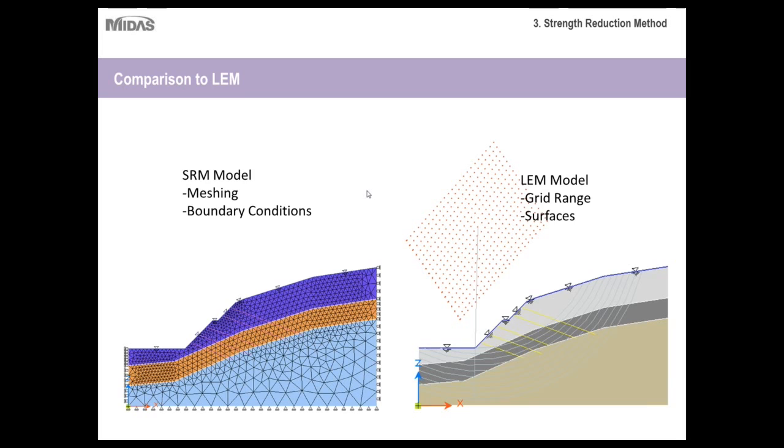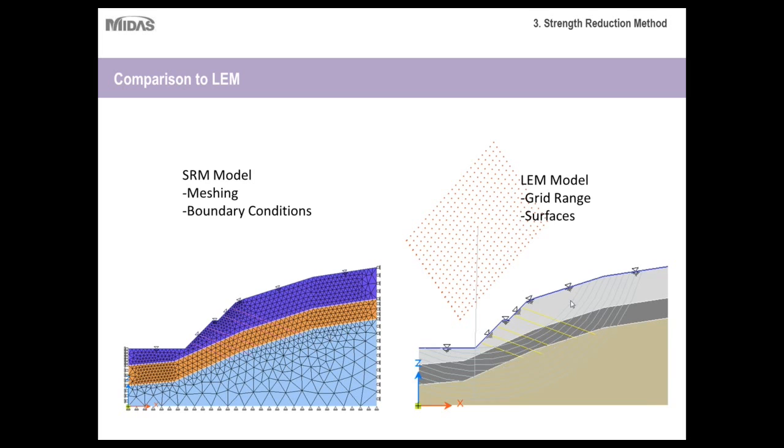As you can see, the strength reduction model is done in finite elements, so you need to create your meshing. Boundary conditions are also created, so you have your rollers on the sides here to account for deformations or up and down movement, and then you also have your pins on the bottom here to account for any sort of rotational movement. Whereas with the limit equilibrium model, you don't need to create a mesh set.